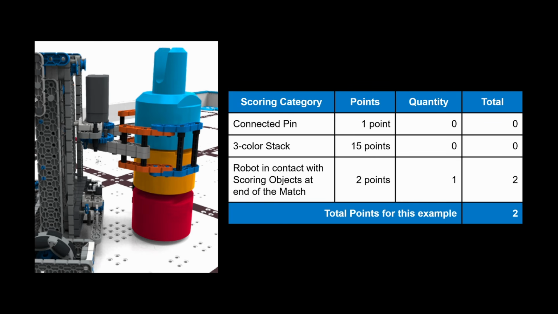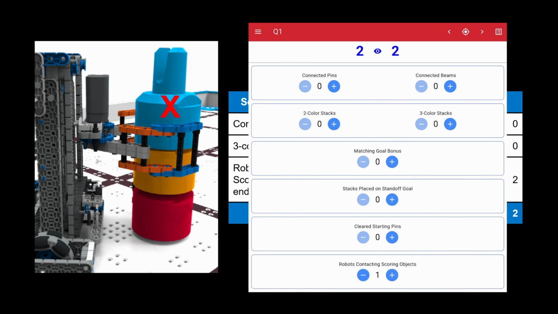Okay. So this one is basically because the robot is touching any of the pins in the stack, it invalidates the stack. So it is not considered a stack. So there's no three-color stack here. There's no connected pins. But if you may remember in the scoring video, if a robot is in contact with two or more scoring objects at the end of the match, which it is in this example right here, then that robot gets 2 points. So this gives you 2 points. And it looks like this.